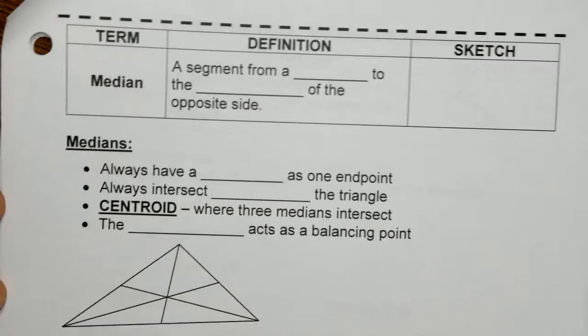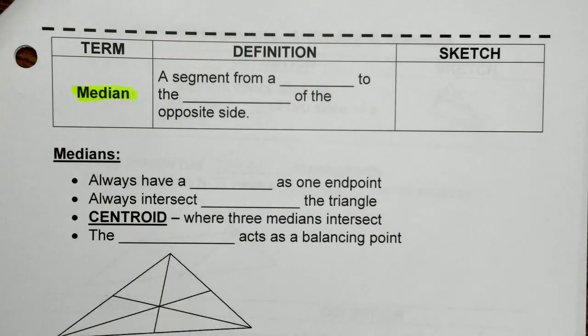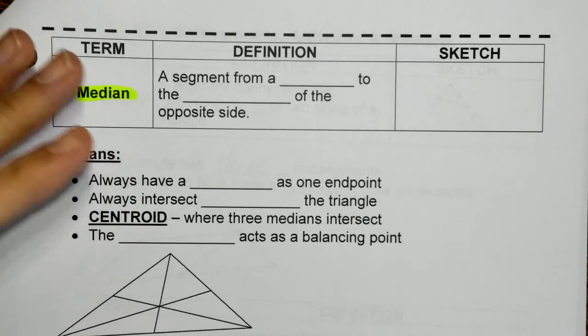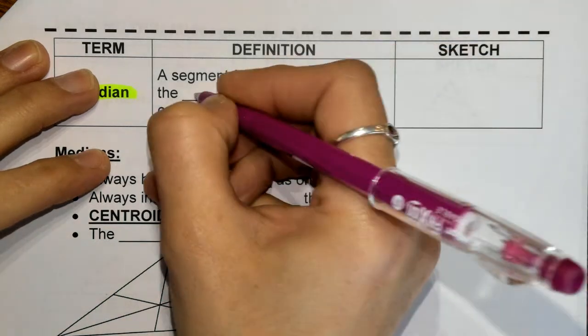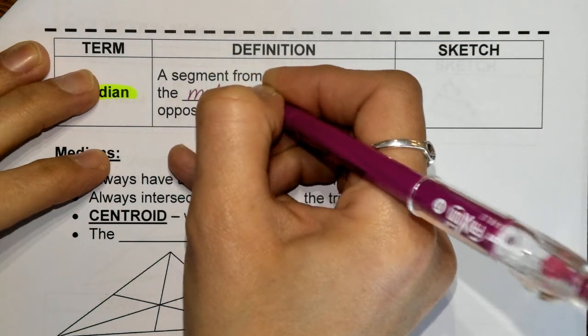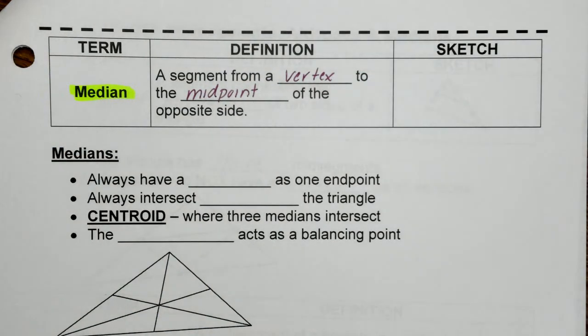The last one is your median, right? When you think of a median, think about in the road, when you're driving down the road and you have that median in the middle, that's that concrete and grass, a lot of times they have trees and everything. It's halfway between the traffic going both directions. So this is going to be a segment from a vertex to the midpoint of the opposite side. Remembering the opposite side, the side that is opposite of your vertex, okay?